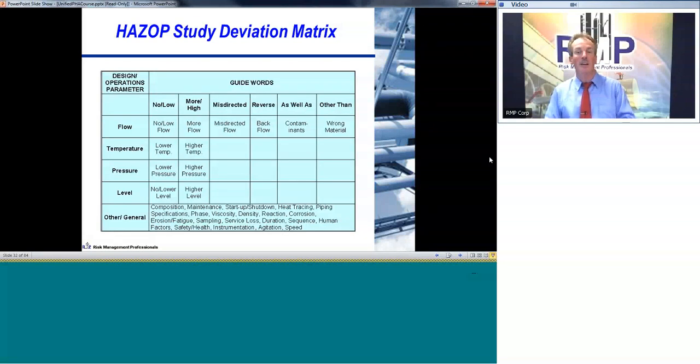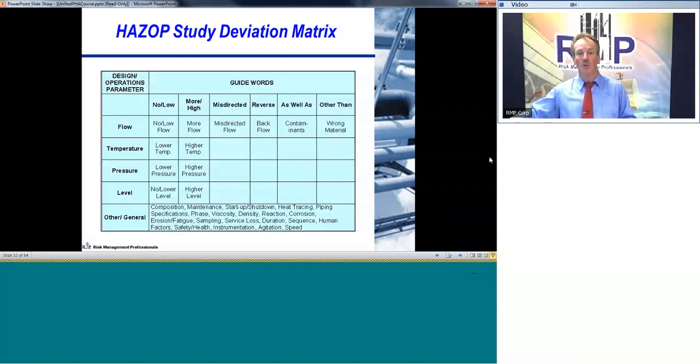Okay, this is the deviation matrix that you typically apply for the HAZOP study. As I mentioned before, you're trying to look at deviations outside the design envelope. So you typically combine operating parameters such as flow, temperature, pressure, and level with guide words such as no and more. So you're trying to identify scenarios that can cause a loss of flow, increases in flow, increases in pressure, decreases in temperature, and look at what the impacts are.